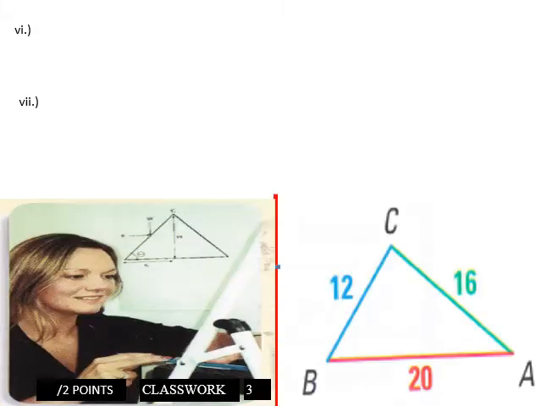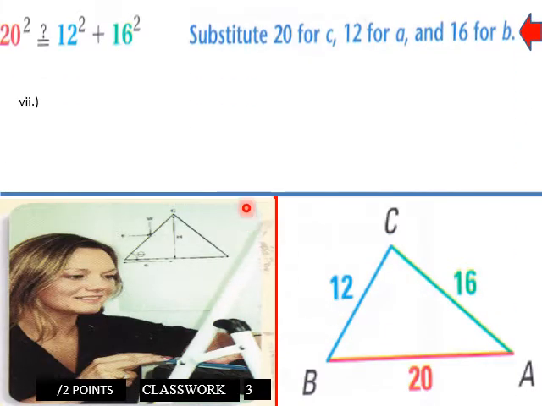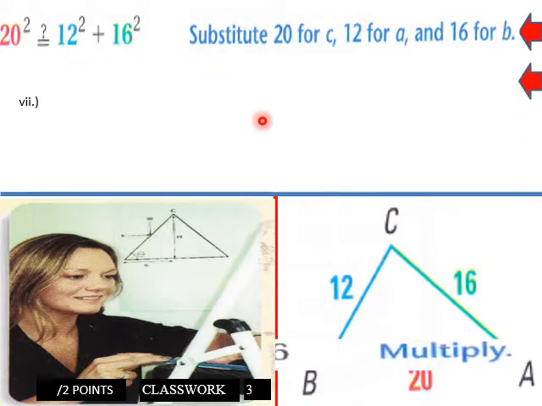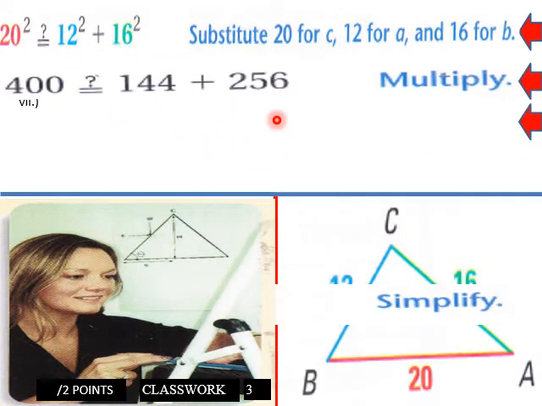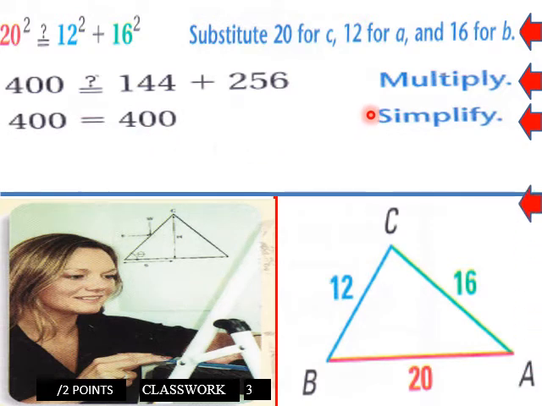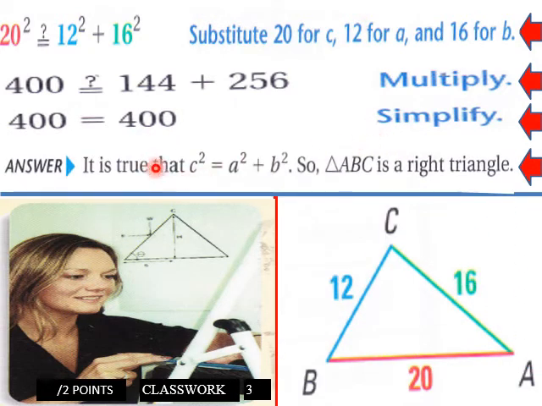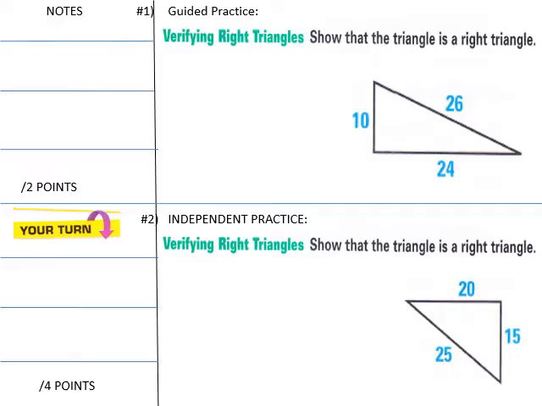So to do that, we need to plug in values here. 20 squared, does that equal 12 squared plus 16 squared? Does that equal that? And it looks like it does. So therefore, yes, ABC is a right triangle by plugging in our values there and proving it.